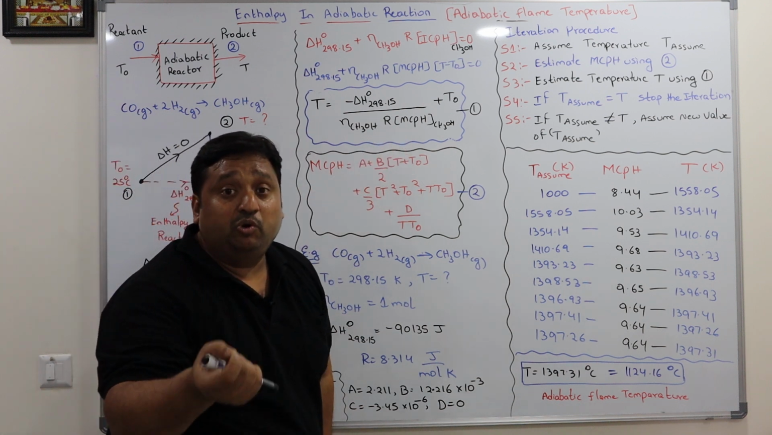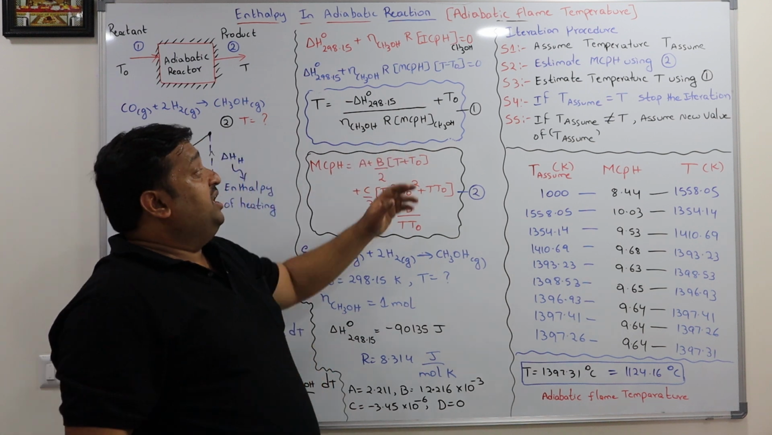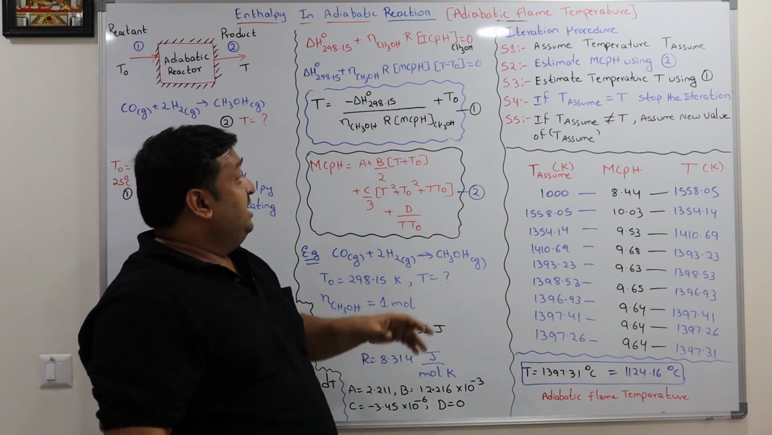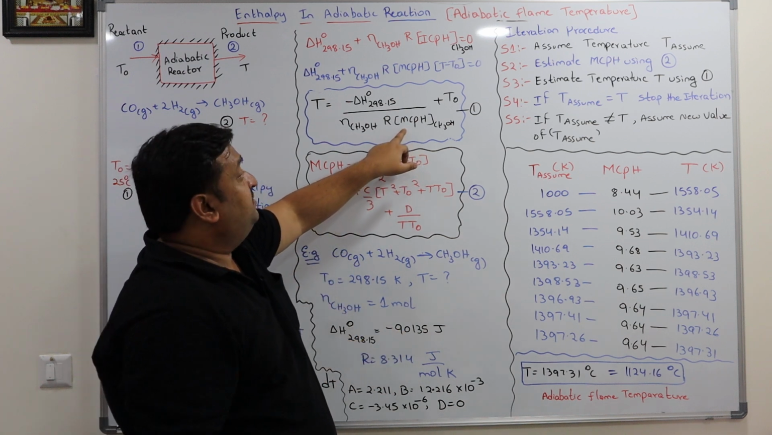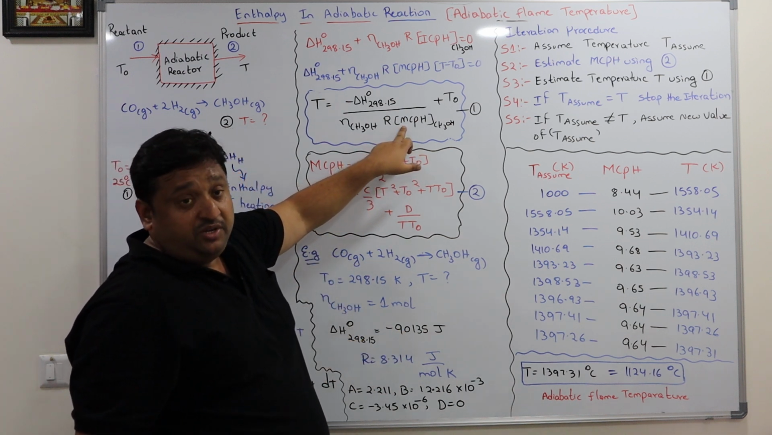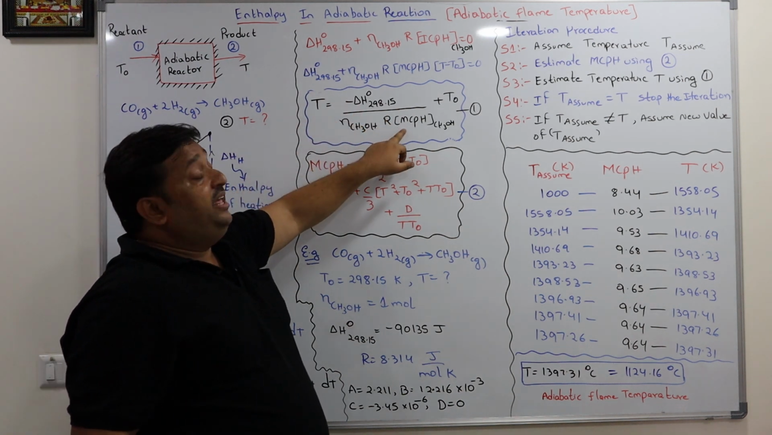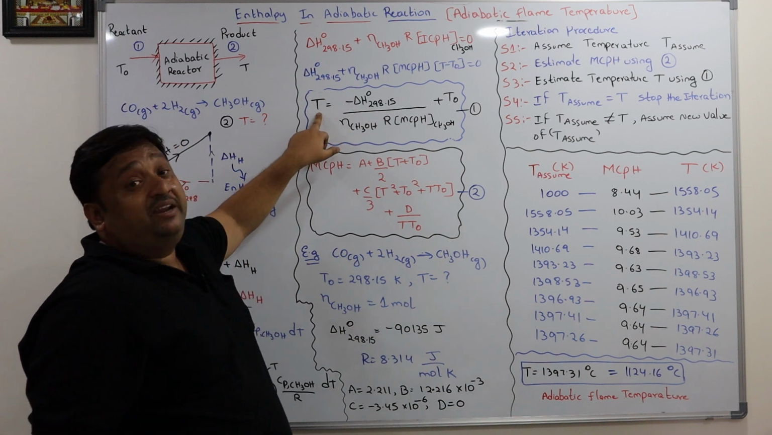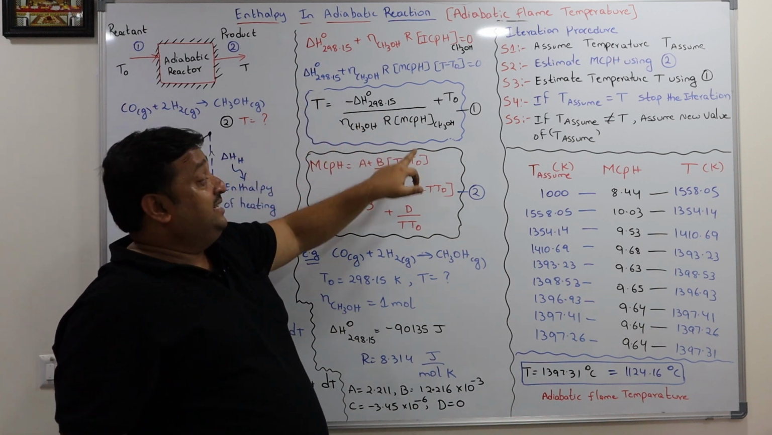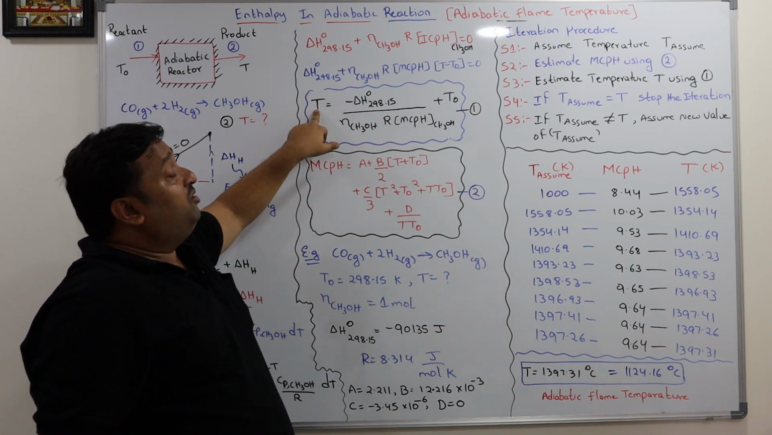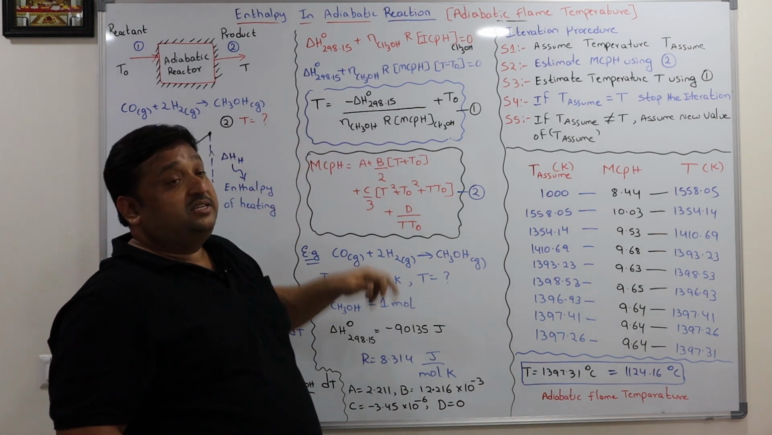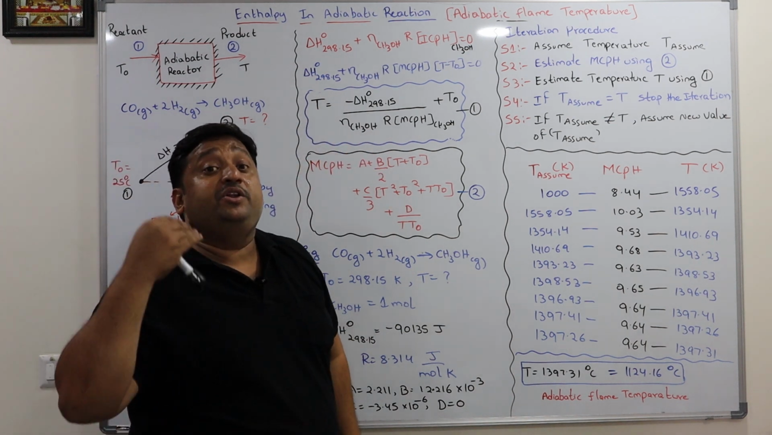What you are supposed to do is an iteration procedure. Assume some value of T and calculate MCPH. Once you know MCPH, calculate T again. See whether the assumption matches the reality. If the assumed T does not match the calculated T, that means your assumption is wrong. Go for a new guess.